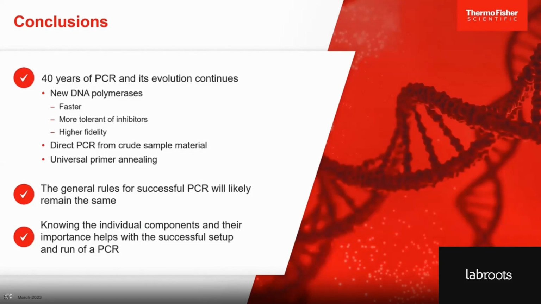Since they are more tolerant to contaminating substances, it's now possible to skip whole parts like extraction and purification from some PCR workflows and run a direct PCR. Universal primer annealing simplifies PCR preparation and eliminates the need to calculate annealing temperatures. But even in these cases, the underlying principles are still valid. We still need to have template, DNA polymerase, buffer, dNTPs, and primers present in that mix for a direct PCR. And the following cycling still consists of 3 steps: denaturation, annealing, and extension.